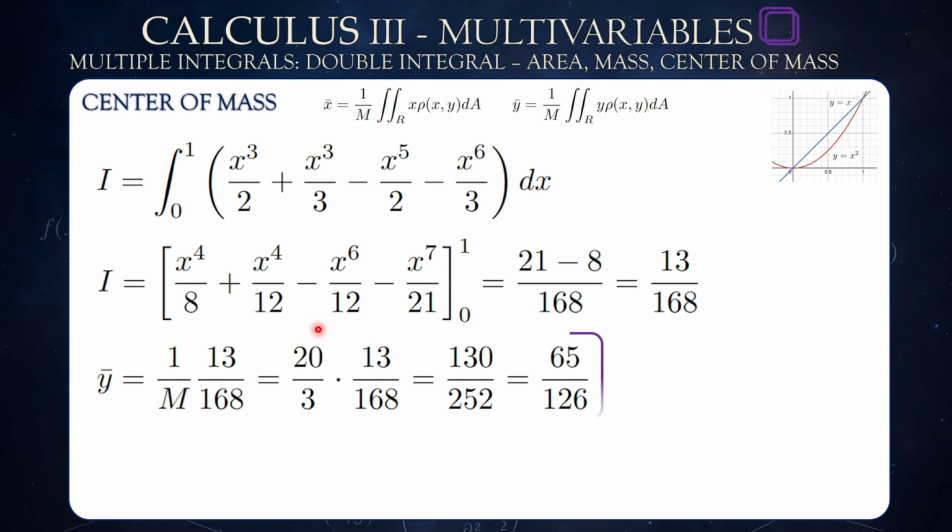Then y bar is equal to 1 divided by m times 13 over 168, or 20 divided by 3 times 13 over 168, which gives us 65 divided by 126. That's the y coordinate for the center of gravity.